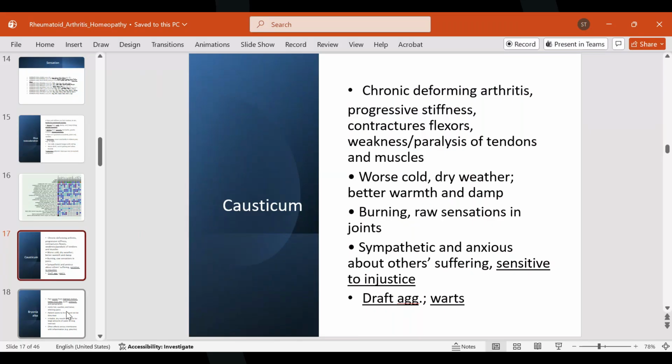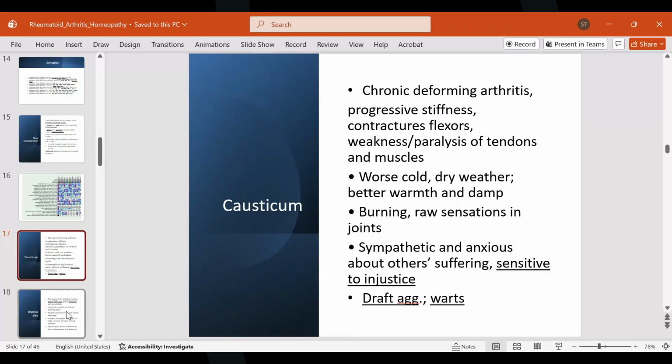We had a new patient with Dr. Stain on Wednesday, 5.5 hours. He took the case. And the patient said, how much is the sensitivity to injustice? 100 out of 10. So that, you know, you think of Causticum, although Causticum wasn't a remedy, but that's what you think of for Causticum.